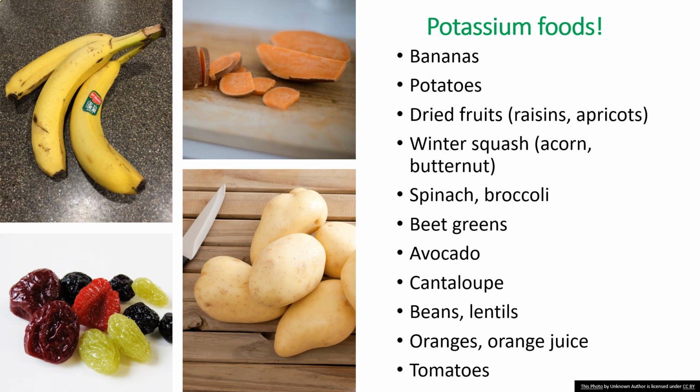And bananas, potatoes, don't forget, potassium potatoes, stay away from that potatoes. And then your dried fruits, and then you've got some other stuff here: winter squash, spinach, broccoli, beets, greens, avocado, cantaloupe, beans and lentils, oranges, orange juice, and tomatoes. So those are some of the big ones.